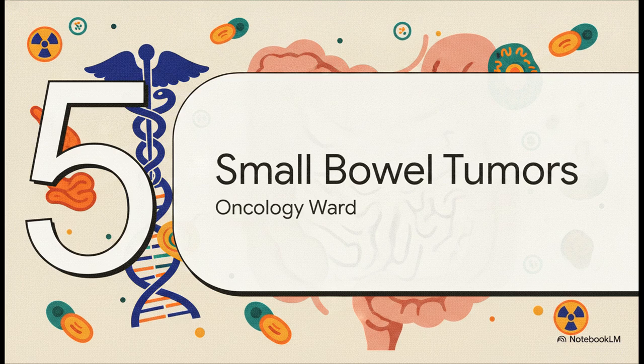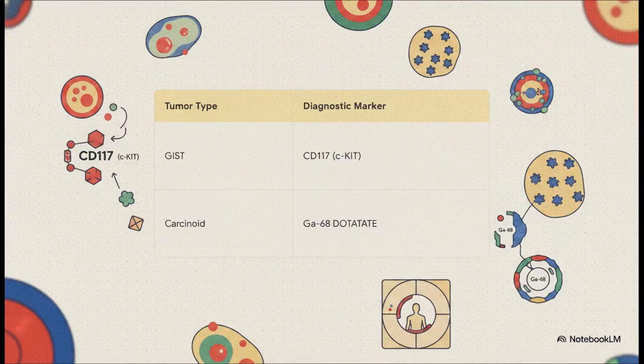And finally, Section 5, small bowel tumors. Time to step into the oncology ward. You absolutely have to know your specific markers for staging these tumors. Take gastrointestinal stromal tumors, or GISTs. Over 90% of them carry a mutation overexpressing the CD117 protein. That is a game changer because it makes them highly vulnerable to targeted therapies like imatinib.